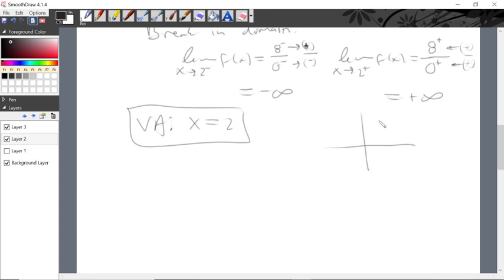Okay, so we know that the graph is going to have a vertical asymptote at x equals 2. We also know that the function from the left is approaching this asymptote by going down, and it's approaching this asymptote from the right by going up. Okay, so we know something about the behavior and the shape of this curve.